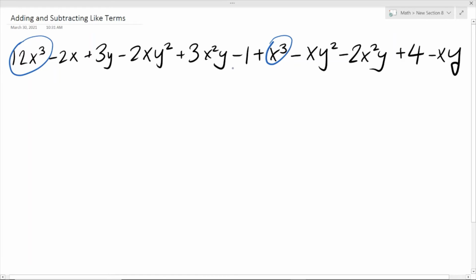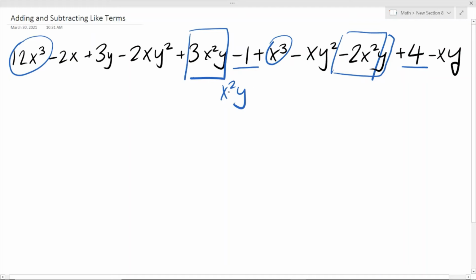And we also have constants too, so we can right away say that these constants are like terms. And we can also say, oops, this should be included. This whole thing and this whole thing are like terms because they both have x squared y.